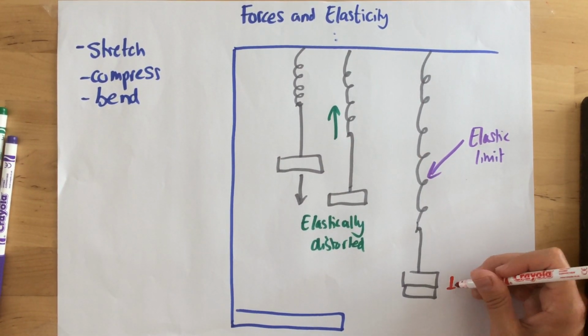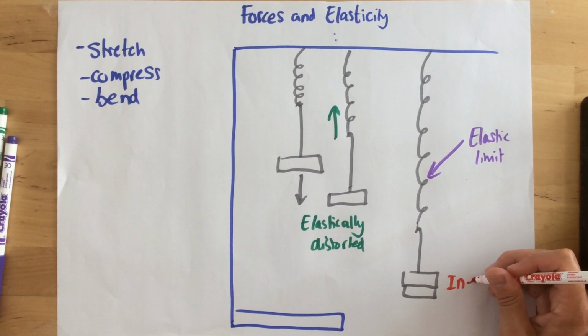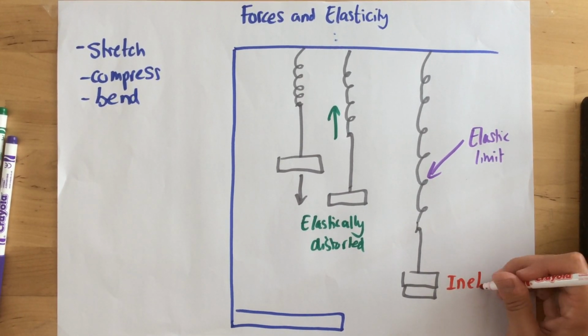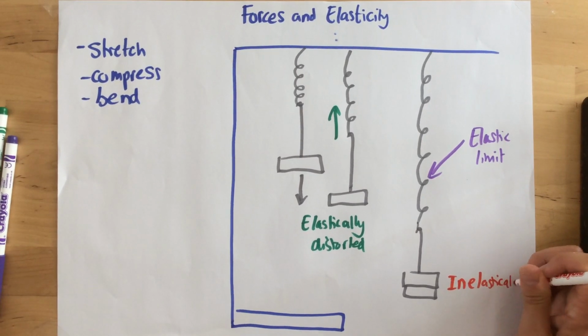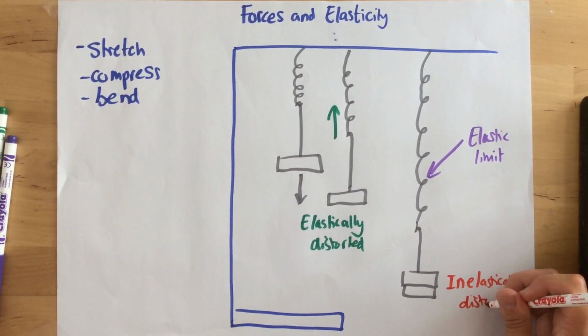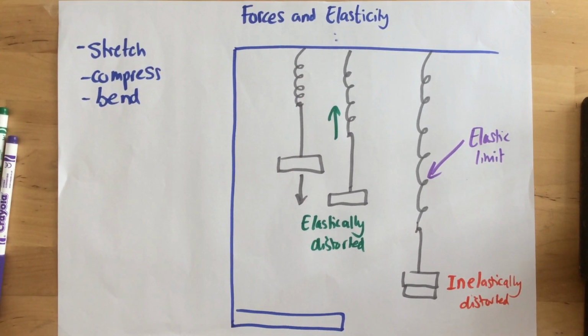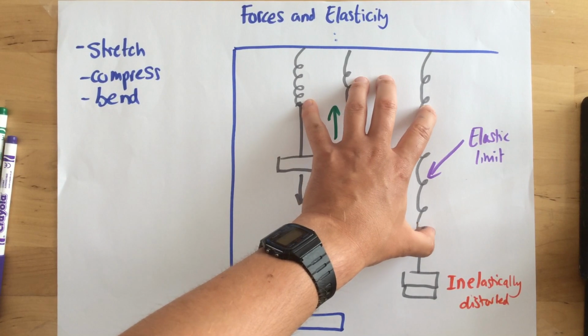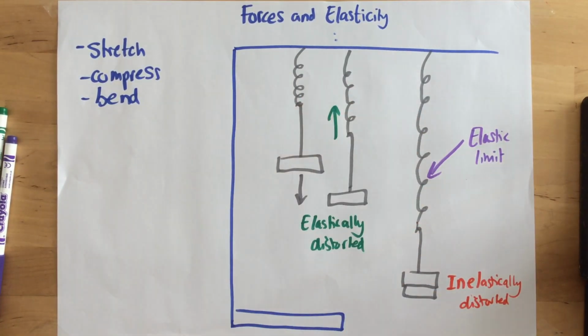If that's the case, we'd say about this spring, it has been inelastically distorted. So it will not return to its original shape. So those are some of the key terms that we need to know in order to understand elasticity.